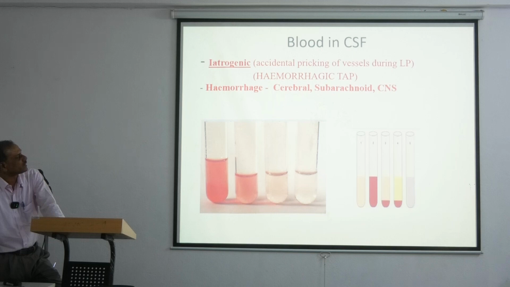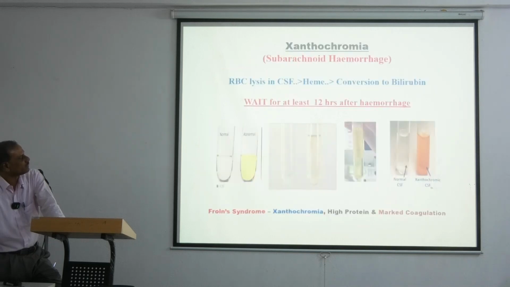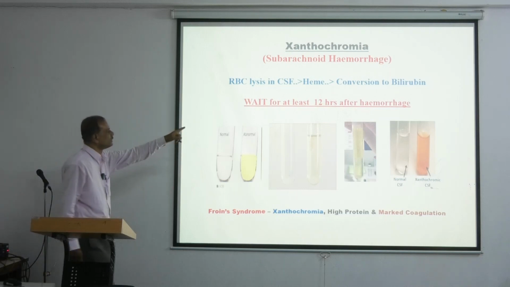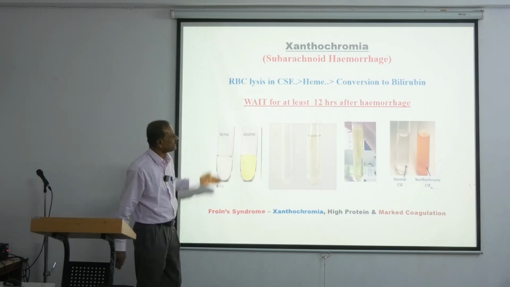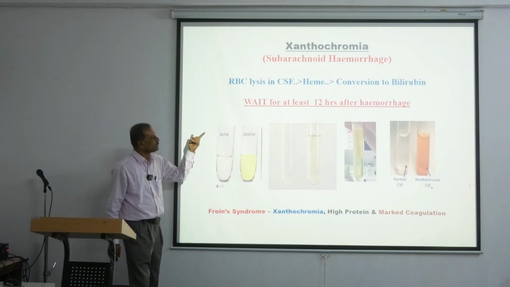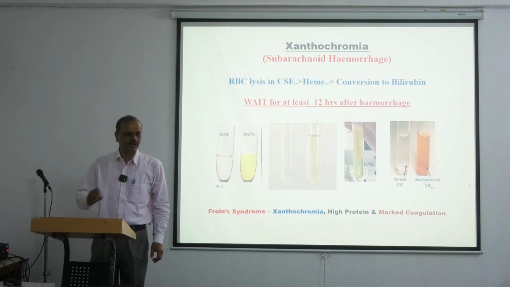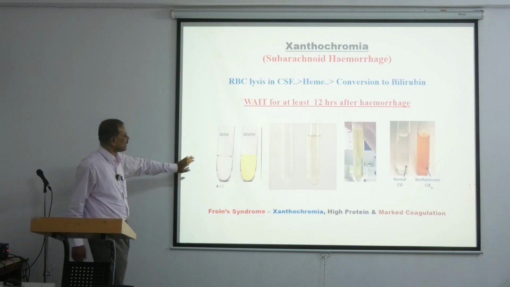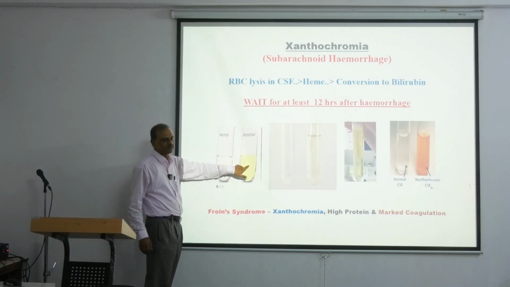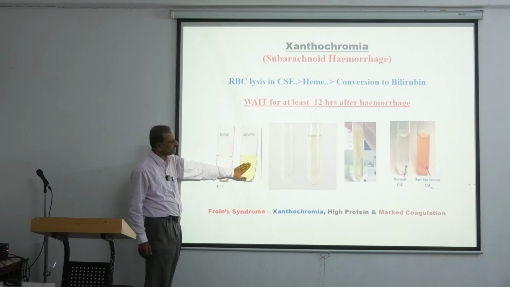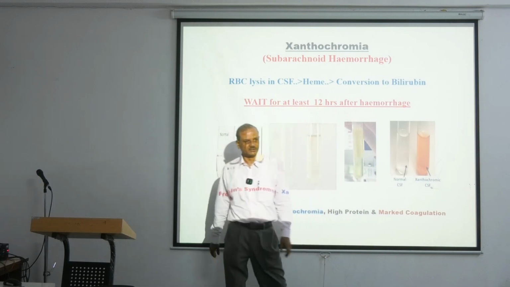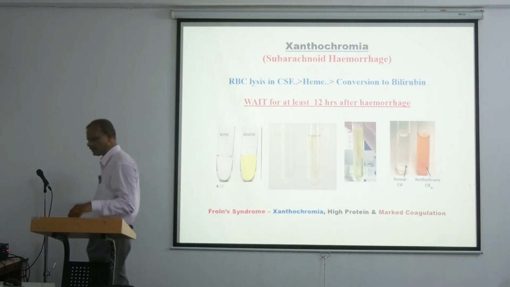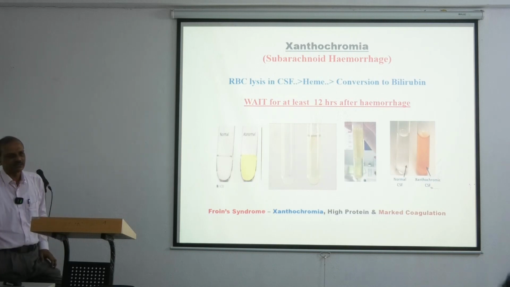So hemorrhage can be cerebral, it can be subarachnoid, it can be anywhere in the brain. Xanthochromia: in subarachnoid hemorrhage, as I told you, the source of bilirubin is basically heme. So RBC lysis in the CSF will lead to heme, and it will be converted to bilirubin. So wait for at least 12 hours because some amount of time has to be given. So normal color will be like this and xanthochromia will be like this, depending on the degree of hemolysis. It can be slightly yellowish, or even deep yellow if there is too much hemorrhage. So by the appearance you will be able to diagnose. There is no need to investigate anything.